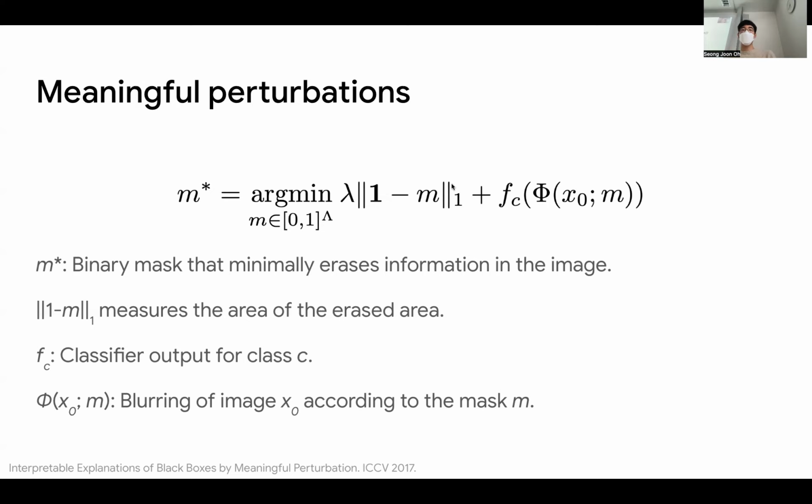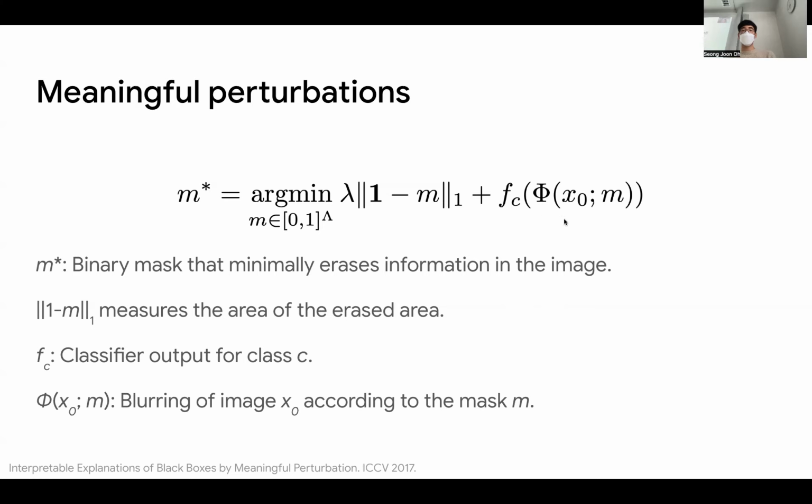And you have two terms. The first term is measuring the area of the erased area. M equals 1 means you're still showing that part of the image. So measuring the L1 of 1 minus M means the size of the blocked area. And there's a classification term. So this large phi of X node and M means you're blurring the part of the image that corresponds to 1 minus M.